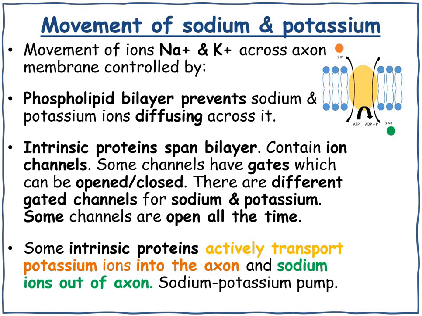The movement of sodium and potassium ions across the axon membrane is controlled by the phospholipid bilayer, which prevents sodium and potassium ions diffusing across it, and intrinsic proteins which span the bilayer and contain ion channels. Some channels have gates which can be opened or closed, and there are different gated channels for sodium and potassium, and some channels are open all the time. Some intrinsic proteins actively transport potassium ions into the axon and sodium ions out of the axon, which is called the sodium-potassium pump.